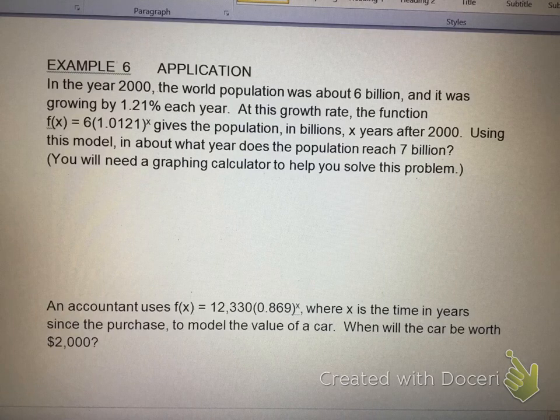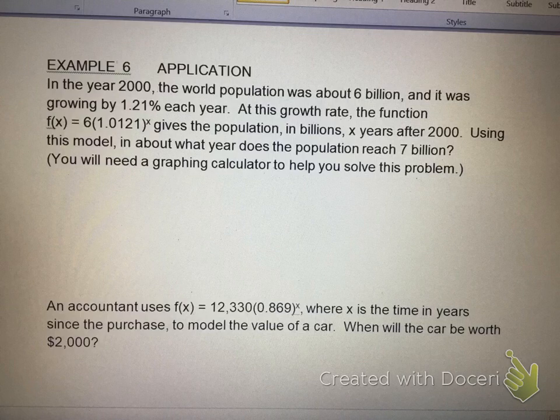Hello, algebra students. This is the last example in section 9.2. We're going to do a little bit of an application. You are going to need your graphing calculator, so please grab that at this time. Otherwise, you're not going to really understand the keying sequence that I'm telling you here on the video.